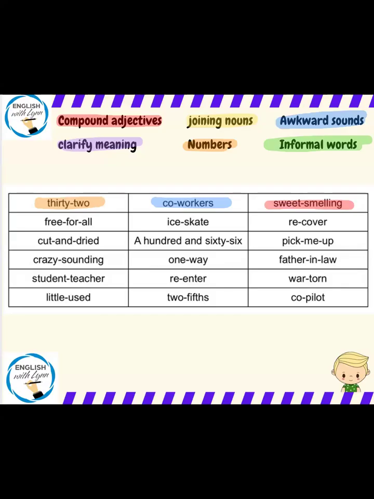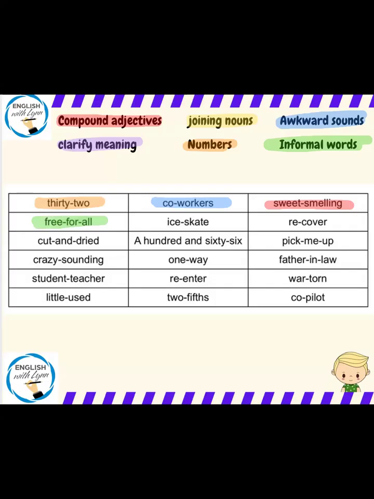Then we've got a free for all. And free for all, it means that everyone is trying to grab something or they're doing it all together, and it's kind of a little bit messy. And that is our informal words. So that one needs to go in the informal words box.